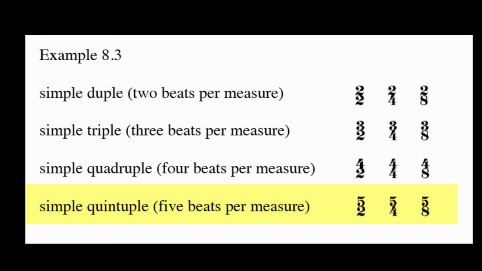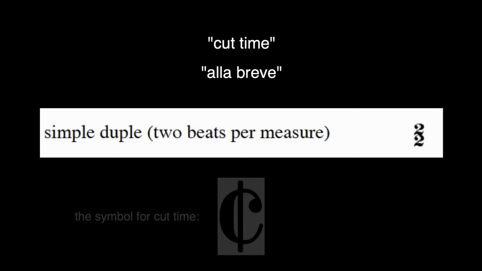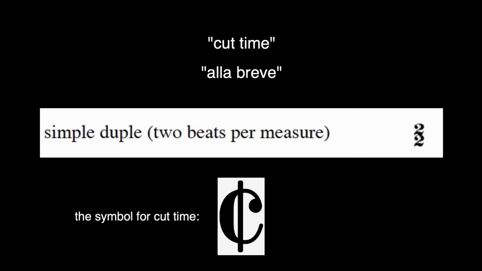Let's talk about cut time. Simple duple time, in which the beat is represented by the half note, has a time signature of 2-2. This meter is often very quick and march-like, and musicians may also refer to it as cut time or alla breve. In addition, there's a cut time symbol, which means the same thing as 2-2. And you may see either type of notation at the beginning of a piece of music to designate this meter.